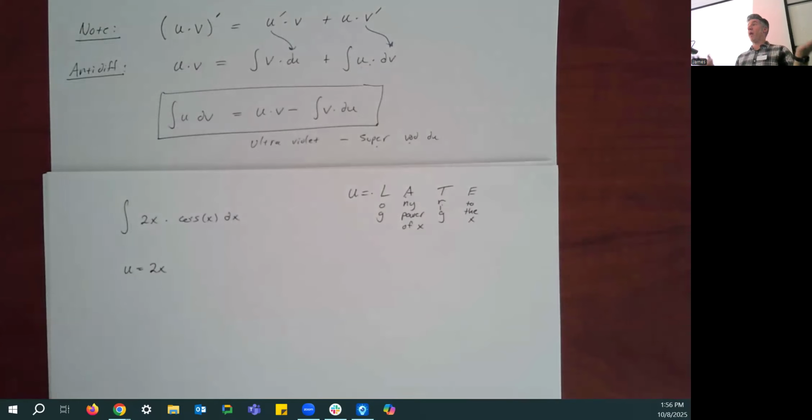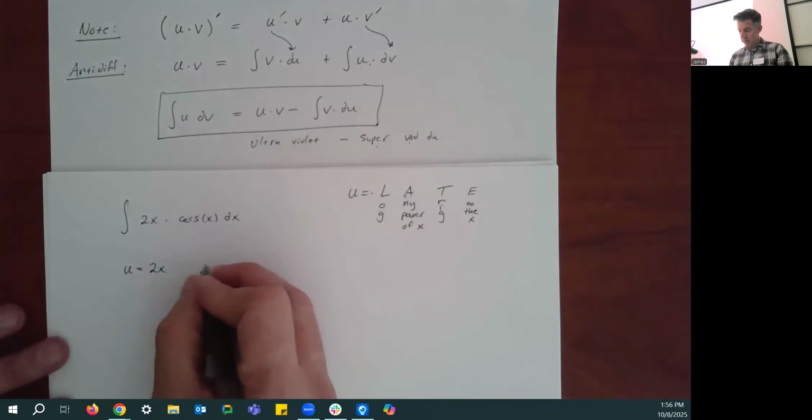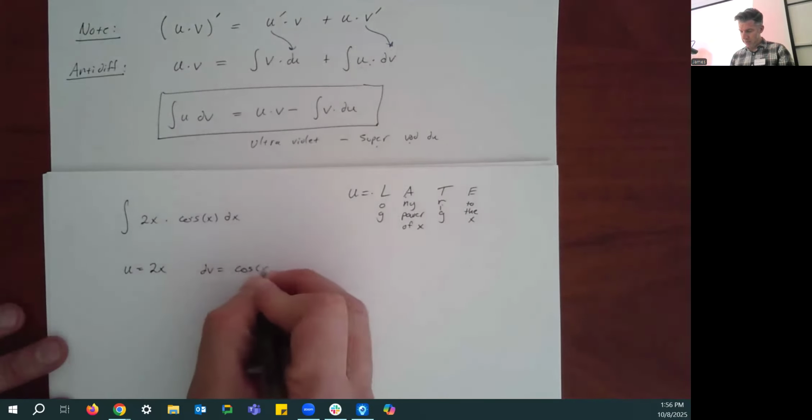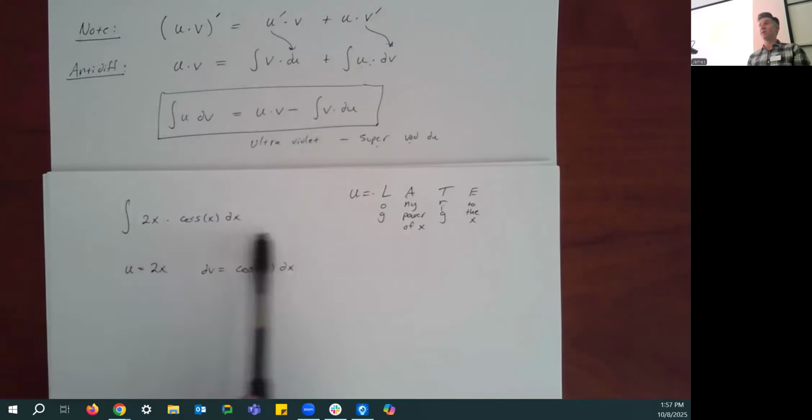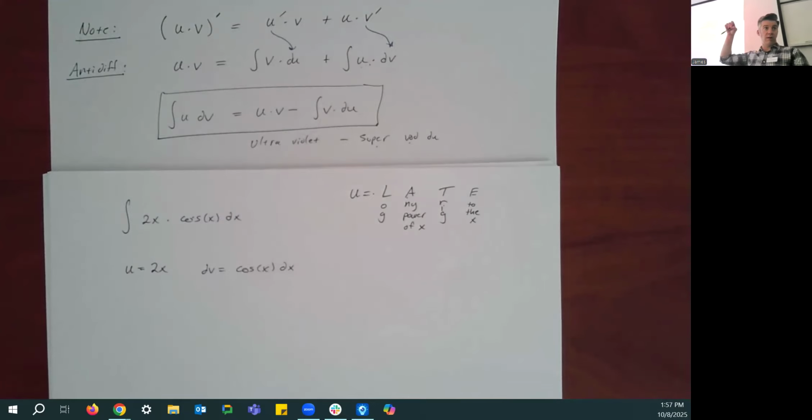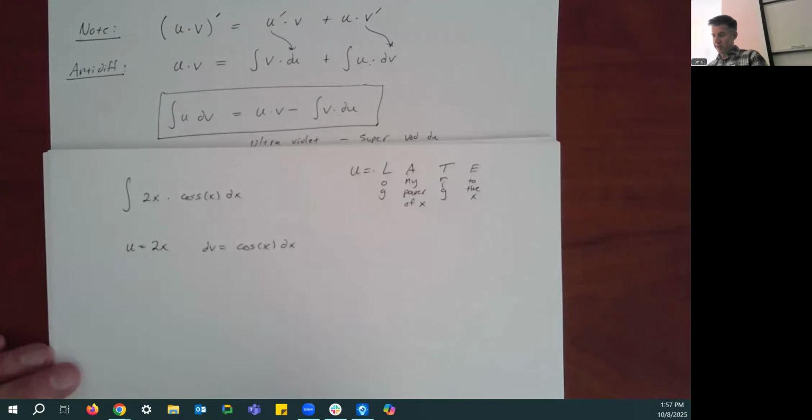And dv is the rest. dv is cosine of x multiplied by dx. And if you imagine multiplying u times dv, it better be exactly what's in your integral. So things need to be appropriately in the numerator or denominator. And then we're going to write down the rest of what we need.